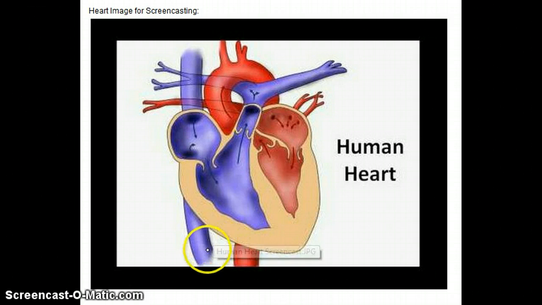First of all, blood flows inferiorly through the inferior vena cava from the abdomen and legs, and it flows into the heart superiorly through the superior vena cava from the head, shoulders, arms, the upper body, and it enters first into the first chamber of the heart, which is called the right atrium.